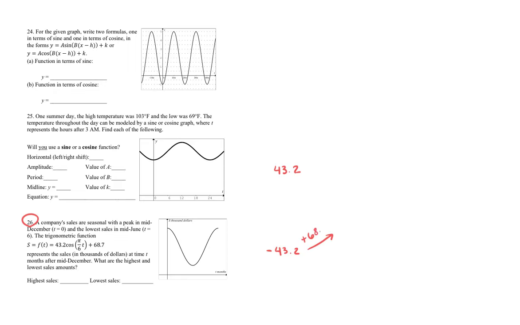Plus 68.7, plus 68.7, and so then my graph will reach a high of 111.9, and over here we'll get 25.5. So our highest sales will be 111.9 thousand, and our lowest sales will be 25.5 thousand.